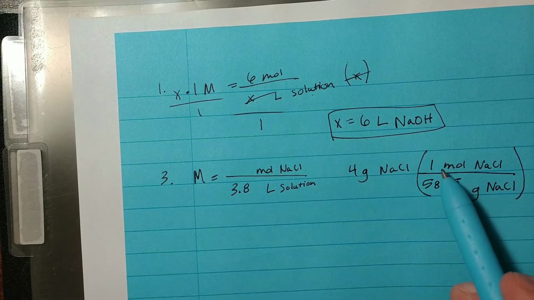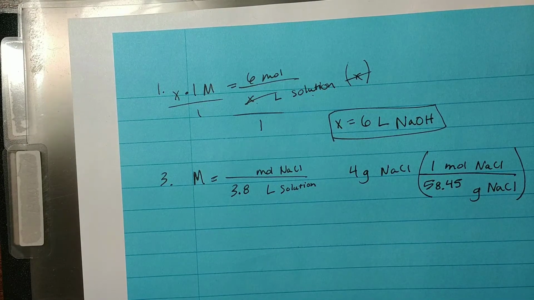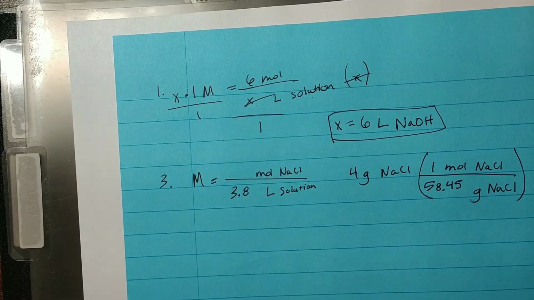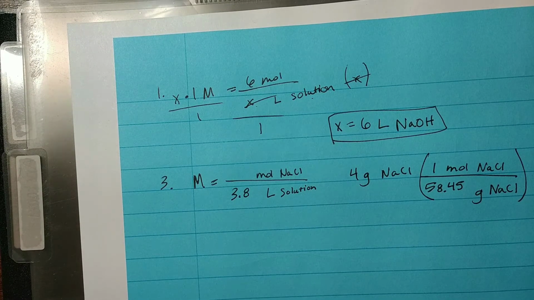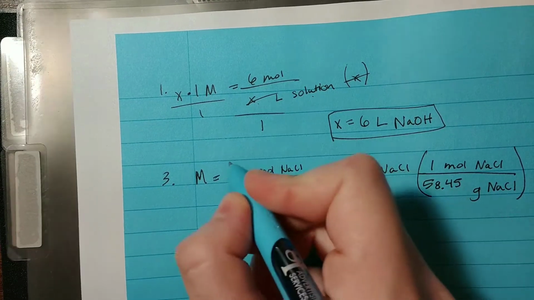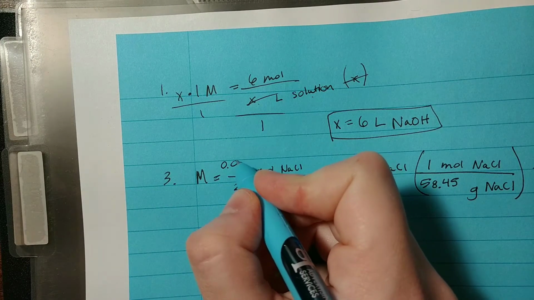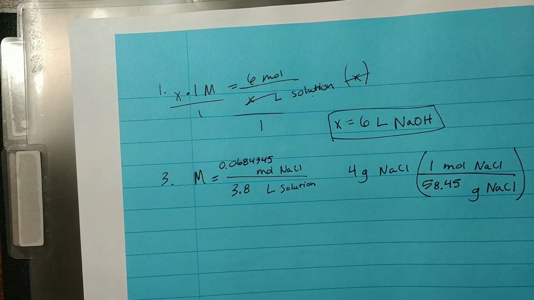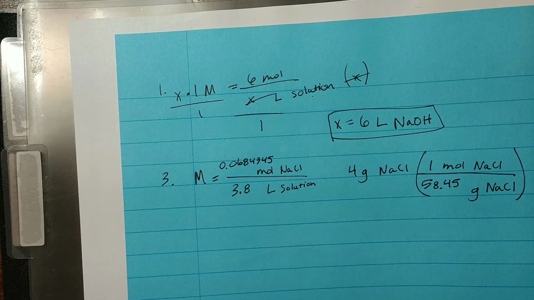So 4 times 1 is 4, divided by 58.45. And I did this math ahead of time because I can't record and calculate on my phone at the same time. And I got 0.0684345 something. When I do this, I always just leave the number exactly as it is in my calculator instead of rounding as I go.